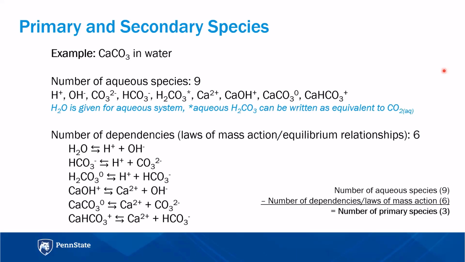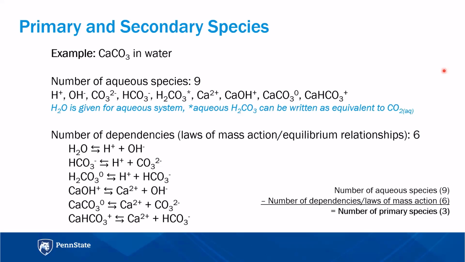So in an aqueous system, H2O or water is implied, but we'll list out hydrogen and hydroxide ions explicitly. From the calcium carbonate, we can get all of those carbonate species that I just mentioned, so carbonate ions, bicarbonate ions, and dissolved carbon dioxide, which is equivalent to carbonic acid, or H2CO3. We also have calcium ions and other species that can form amongst these that have already been listed out, like calcium hydroxide, aqueous calcium carbonate, and calcium bicarbonate. And so that gives us 9 species total.